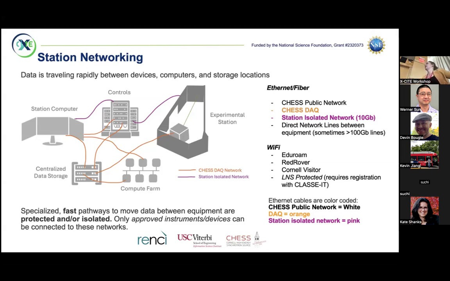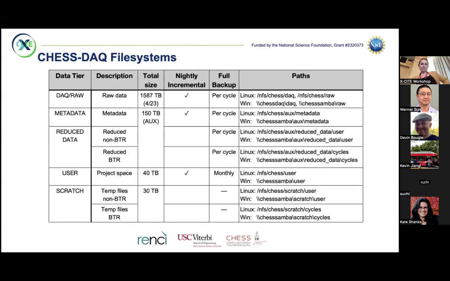We also have different Wi-Fi that you can access while you're at CHESS. This can sometimes be confusing. The preference is to use eduroam, but there's also something called LNS protected, which allows you to be able to look at the DAQ. Your device does need to be registered ahead of time if you want to bring your own device to be able to look at the DAQ.